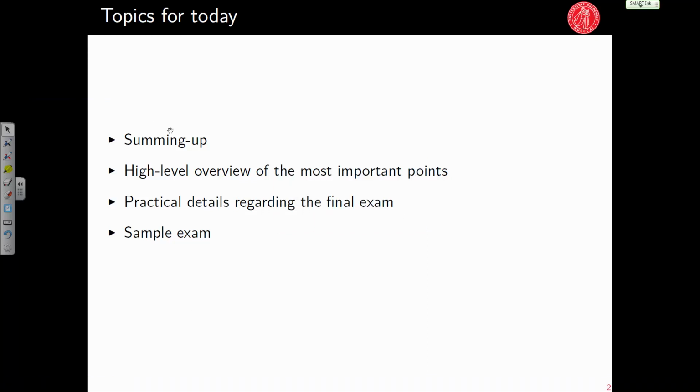Okay, yeah. So as I was saying, we're going to just summarize what we looked at or studied all over the semester, do some high-level review of the most important points, but we don't have time to review all the topics. We'll also go through some practicalities regarding the exam, and hopefully we'll try to keep the second half of the lecture to look at the sample exam from last year.